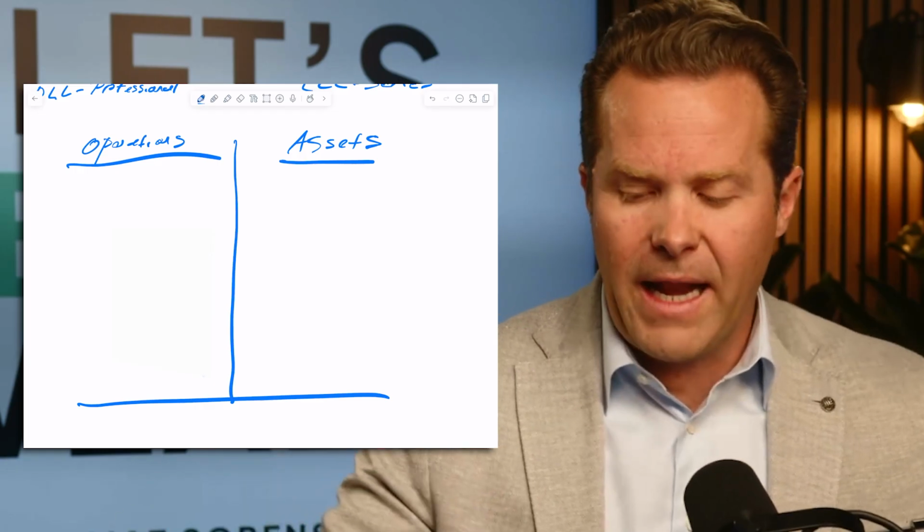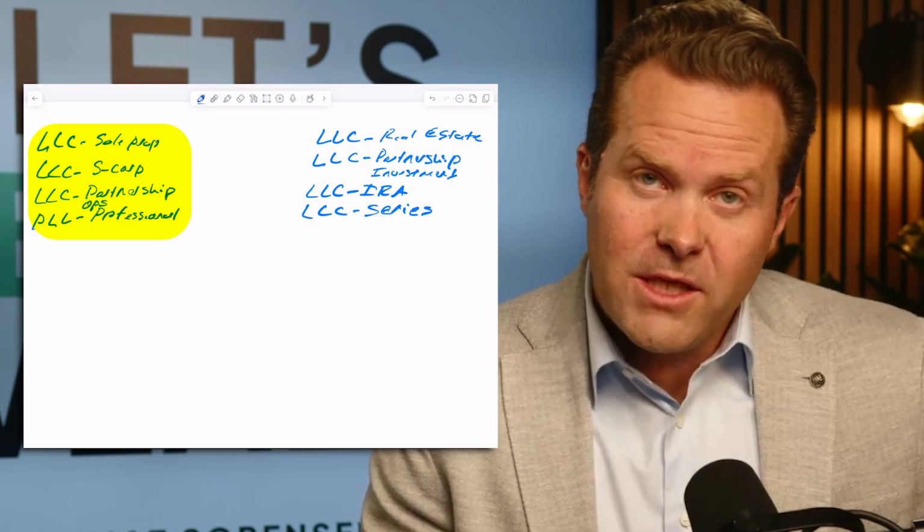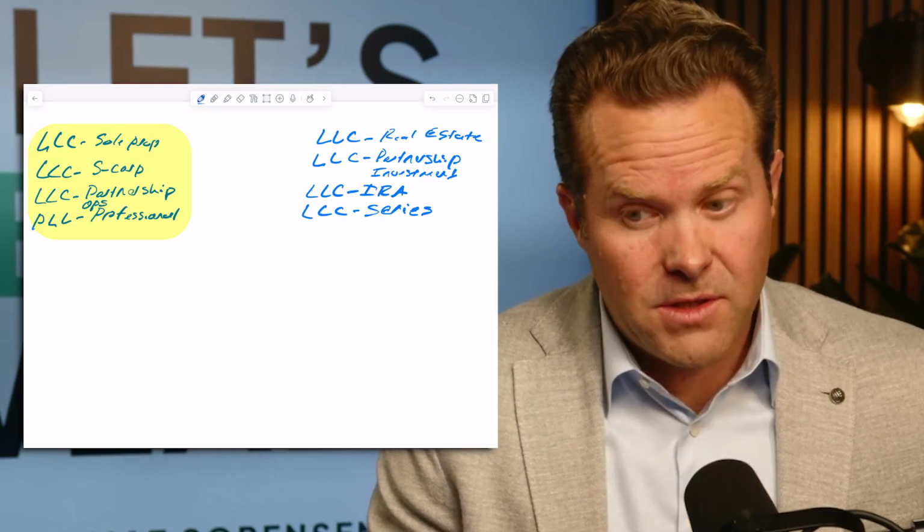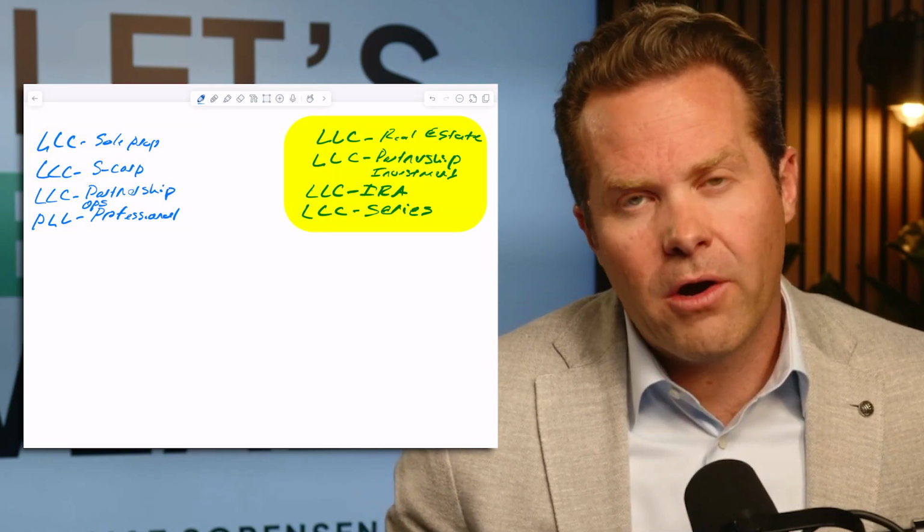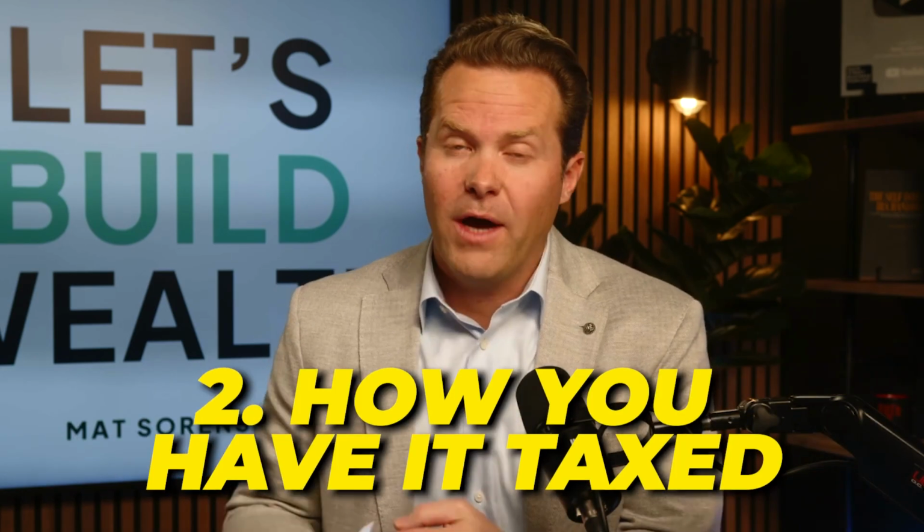Now, as we go through the 8 different LLC types, all the ones here on the left are operation LLCs. All the ones here on the right are asset LLCs. But those 3 things, what you set up, how you have it taxed, and how you operate it is what makes it one of these different LLCs and what matters for your tax planning and asset protection.